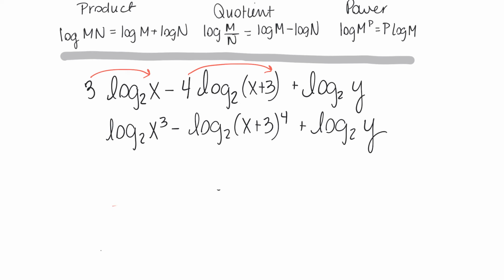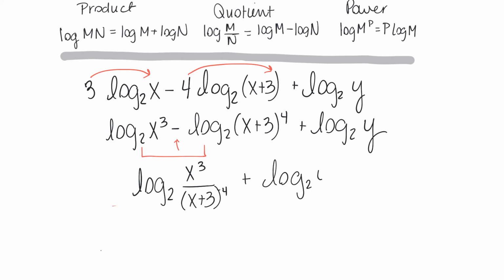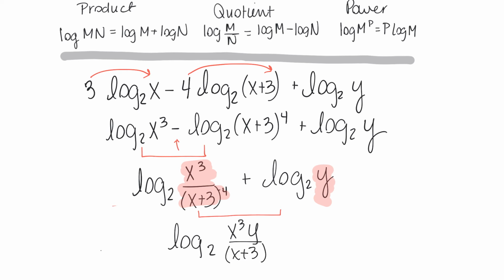Okay, now we've got subtraction, which means we're going to turn these 2 into division. So log base 2 of x cubed over x plus 3 to the 4th, and then we still have this log base 2 of y that we haven't dealt with. Now we're going to combine these, so we're going to multiply this times this. When we multiply that, the y is going to go up in the numerator, which gives us log base 2 of x cubed y over x plus 3 to the 4th.